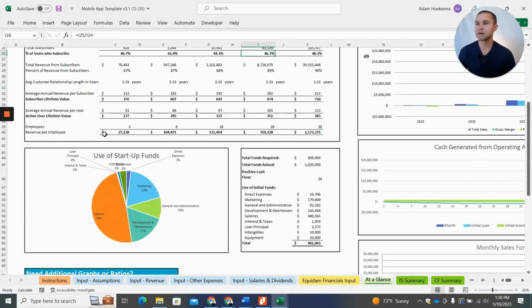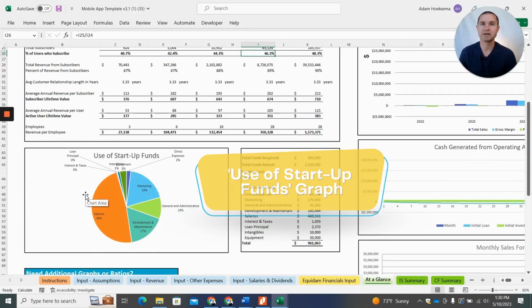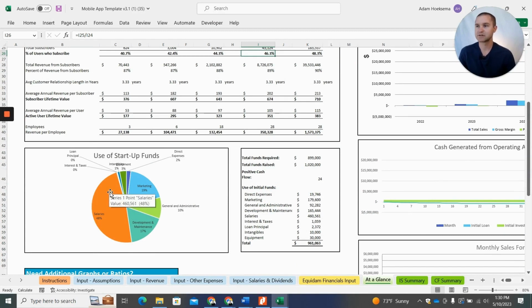Okay, so in particular, this use of startup funds graph is a common culprit for clients. So there's a couple possibilities of why this graph might not be working. Probably the most common is that you might have pulled the template into Google Sheets, and for whatever reason, Excel and Google Sheets just don't get along with this particular format of graph.